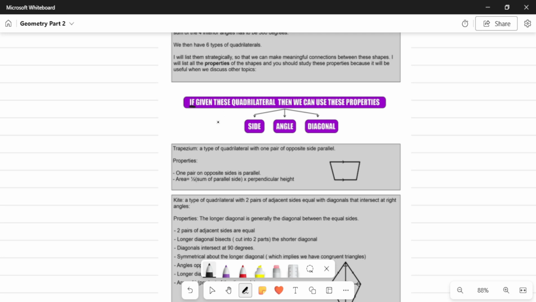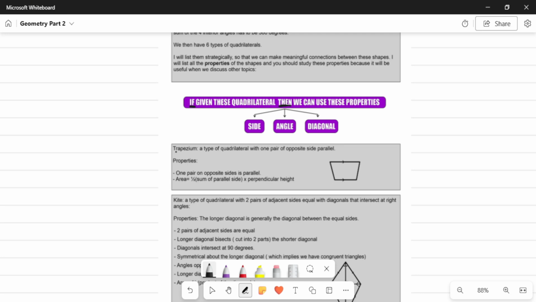Again, I'm using if and then statements. It's a type of logical statement that we will use in maths. If given these quadrilaterals, then we can use these properties. So if in the paper I told you the diagram below is a trapezium, what can we conclude? We can conclude that one pair of opposite sides is parallel. So even though your examiner may not put these parallel signs on it, understood? They may not draw these signs on the diagram.